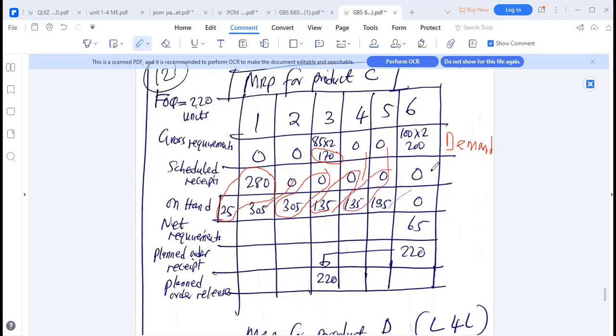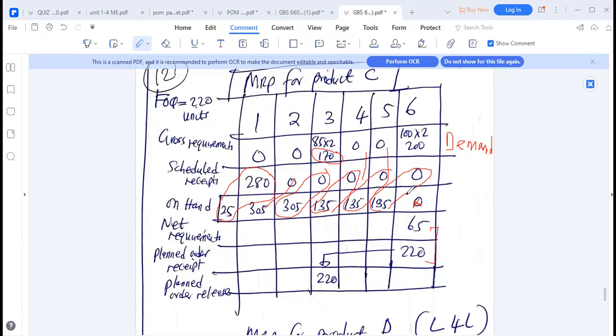135 plus 0 minus 200, we have the shortage of 65. So what happens when you have a shortage? We need to order the fixed ordering policy of 220. So that's why we have ordered in this week where we have a problem. We've ordered 220. So here we should have 220 minus 65 that we need to sort out.